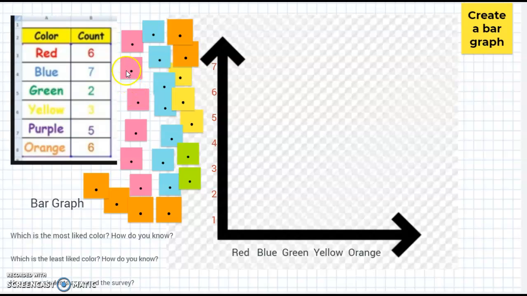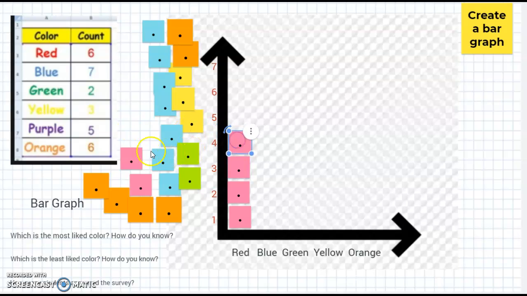It says there are 6 red. So I would drag 6 red or 6 sticky notes. It doesn't really fully matter the color, but they do have the correct number for each color. So if we were to say these are red, I would drag 6 of them, and you'll notice it reaches up to 6. Okay, so I have 6 for my bar graph on red.